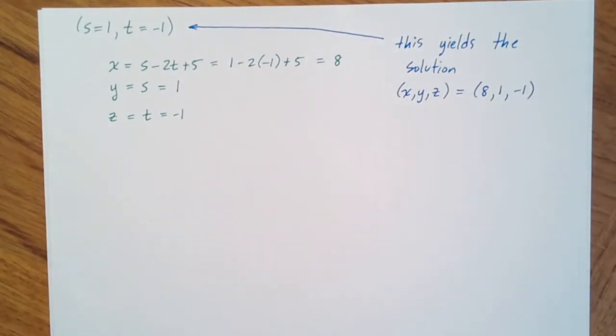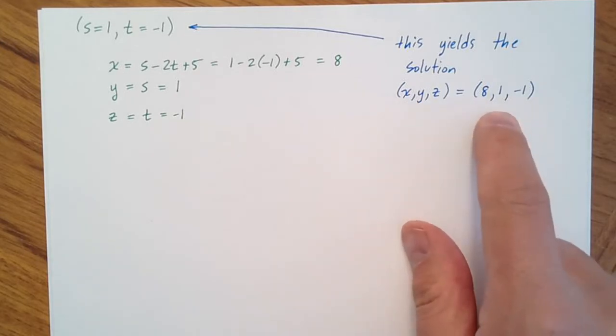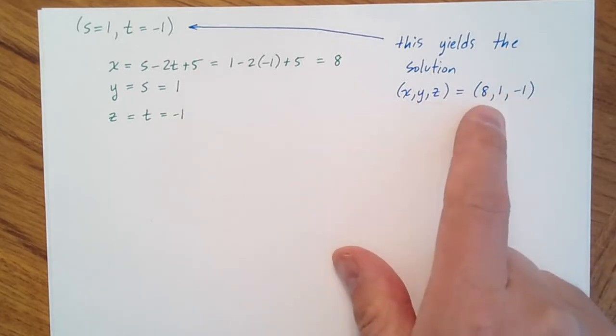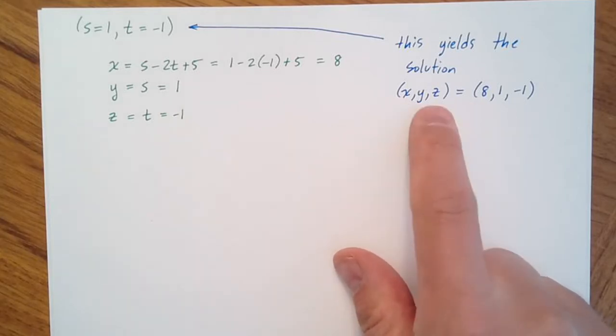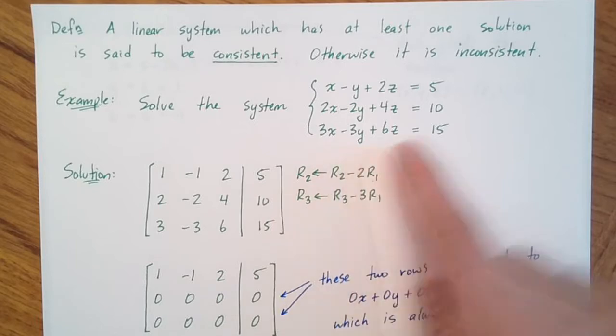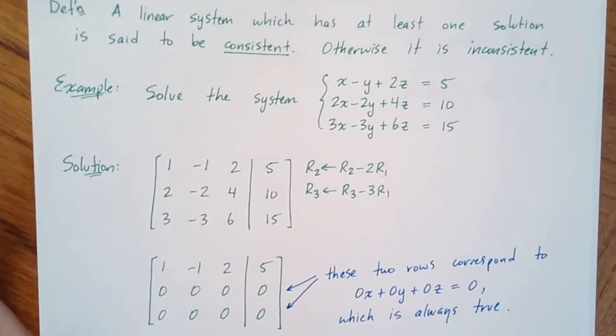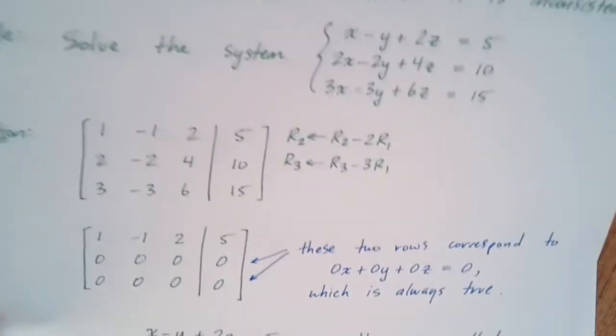And the point, just to hit this home, what does it mean to have a particular solution of this form? That means if I took x equal to 8, y equal to 1, and z equal to -1, those three assignments would satisfy all three of these equations as well. But that's a completely different solution, right? And that's what you're trying to describe.